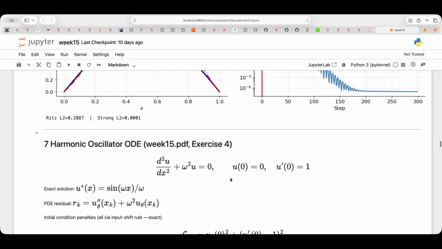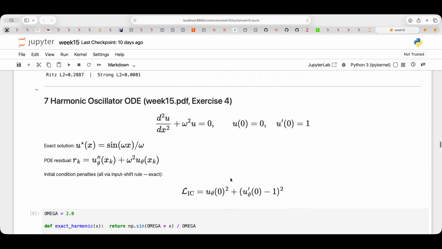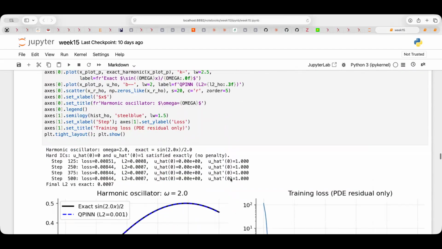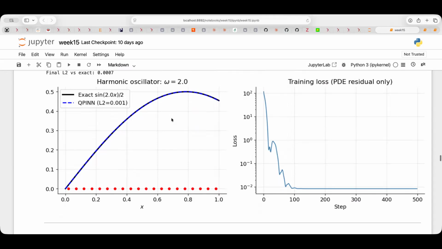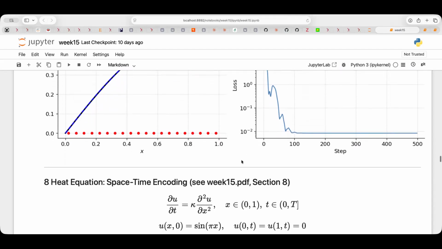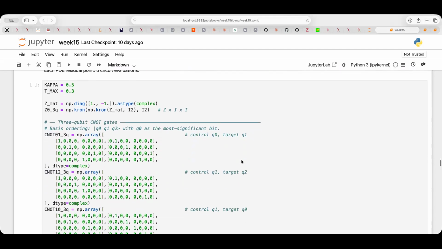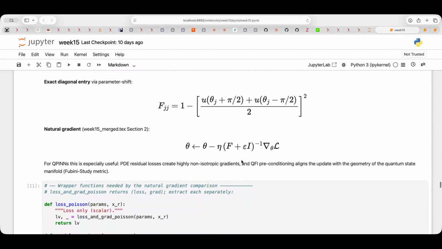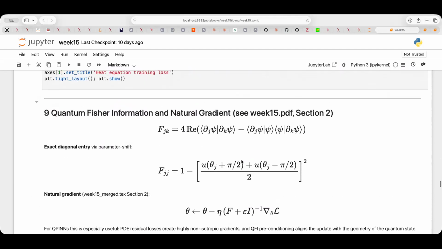Now, the thing I wanted to go down to: there are some intermediate examples with a harmonic oscillator, and you can take a look at that one as well if you want to, where you compare the exact solution with the QPINN solution. You can see the training loss. There's also an example with a heat equation. I'm not going to go through that, but I wanted to show you the implementation of the quantum Fisher information.